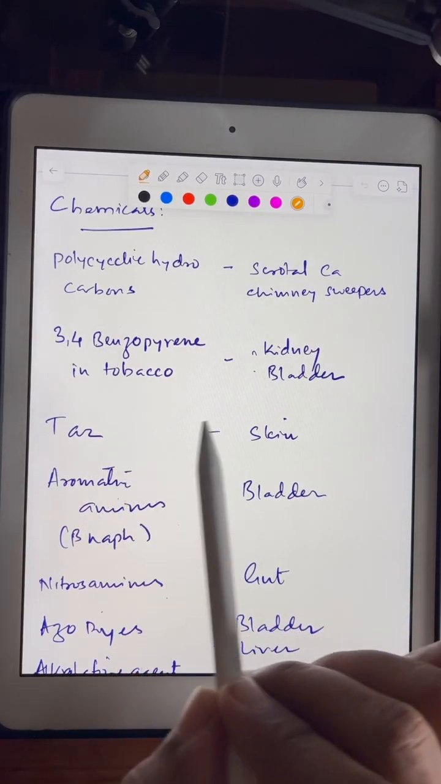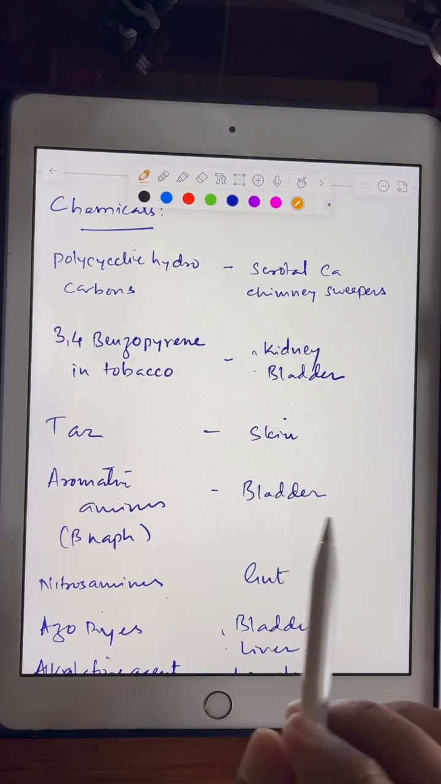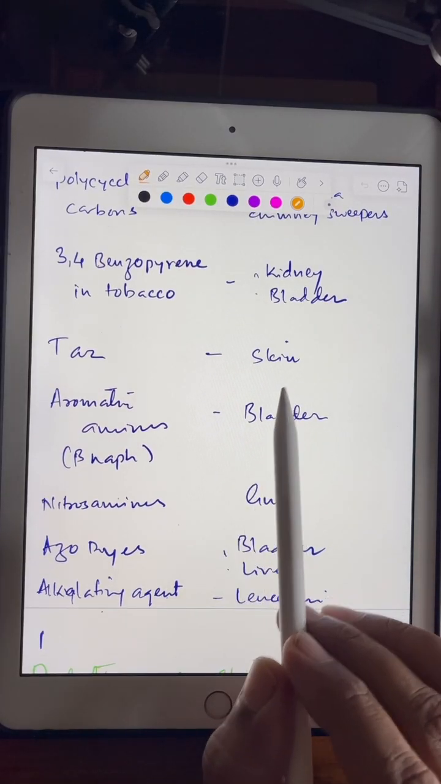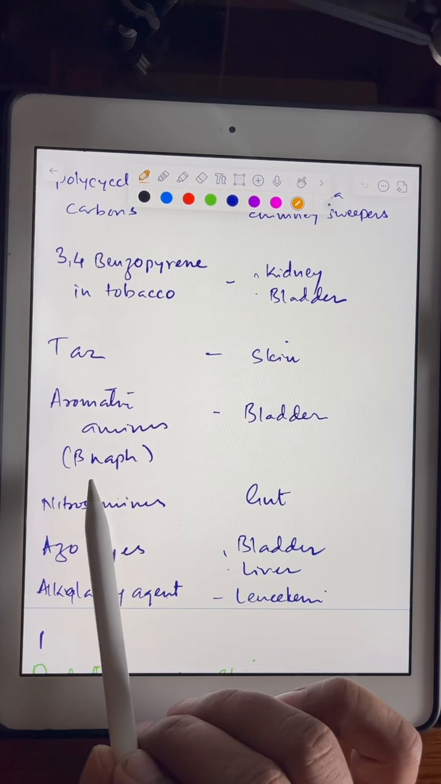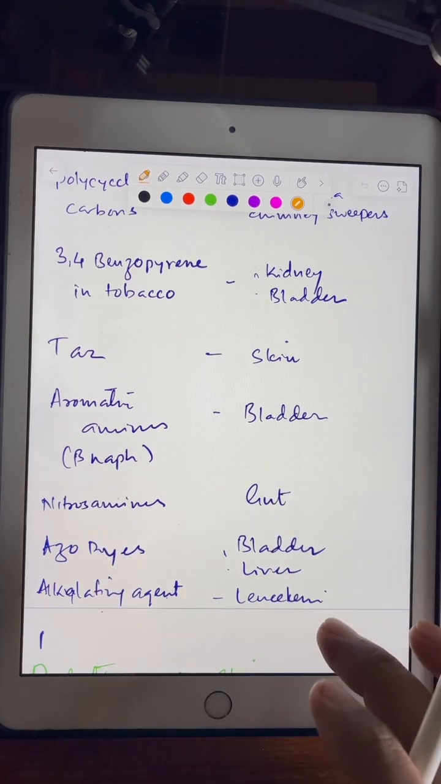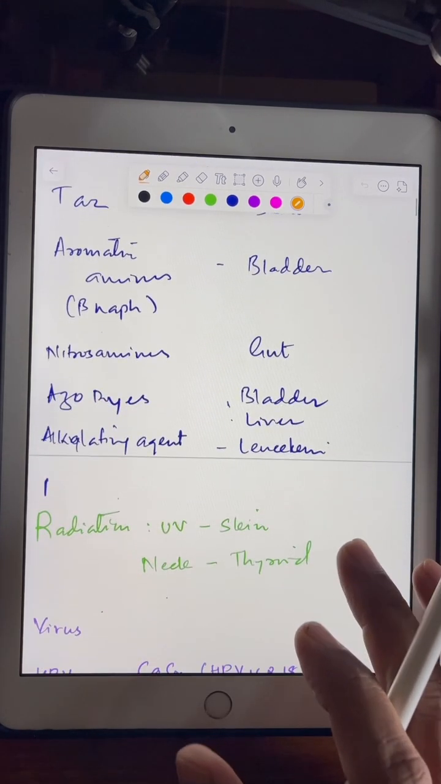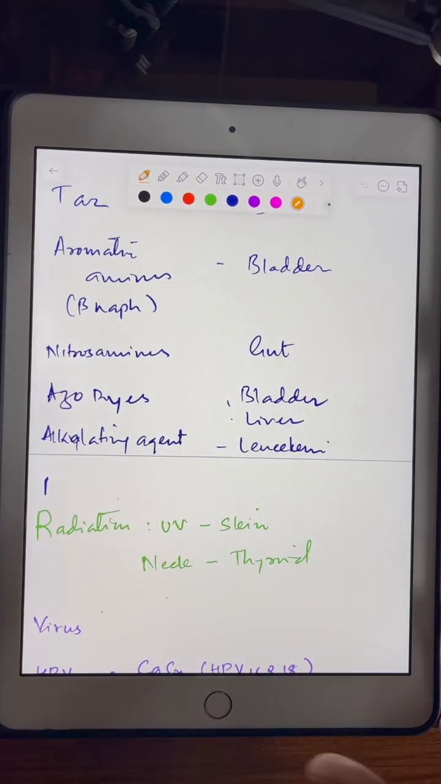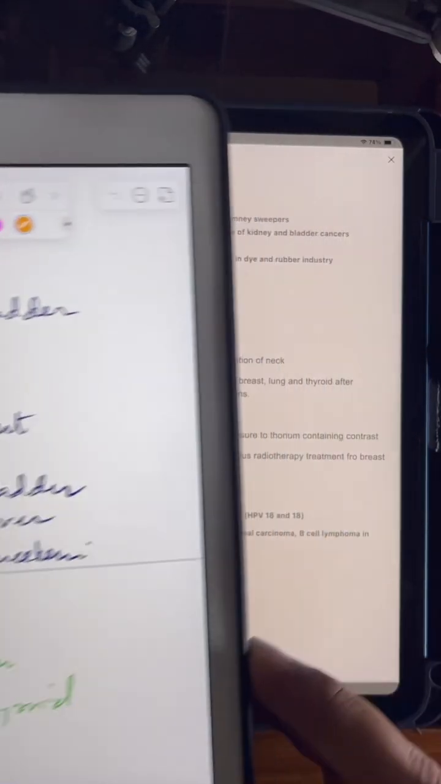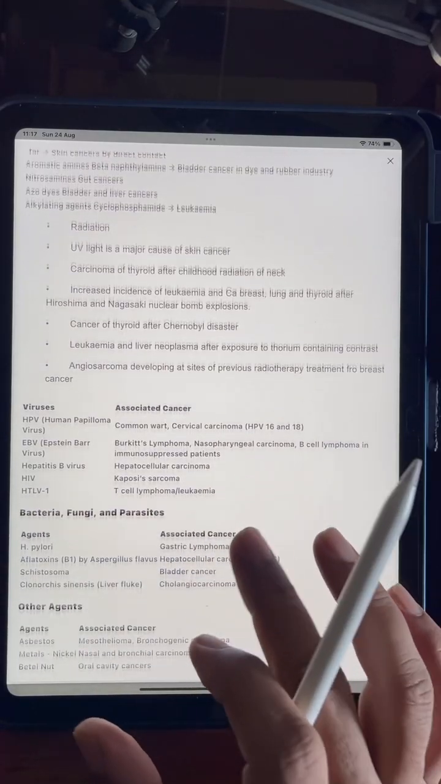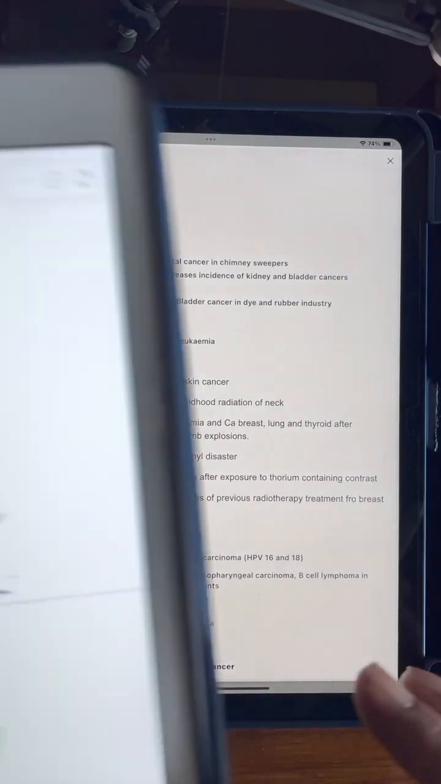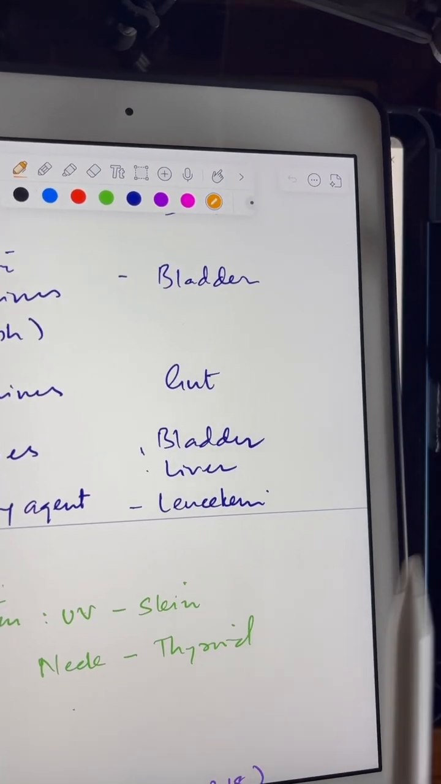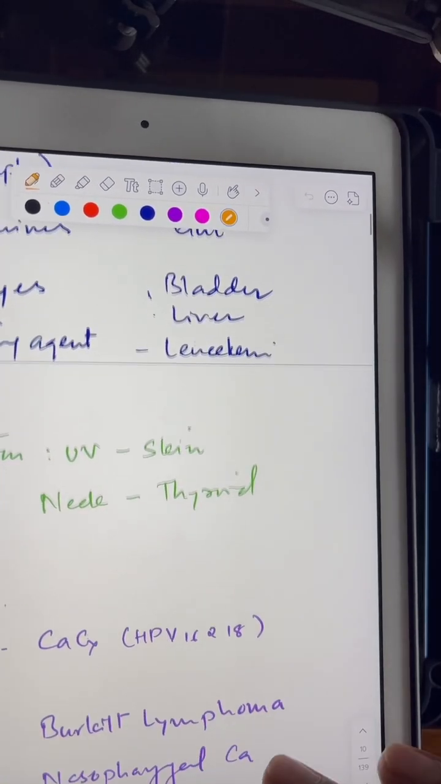3,4-benzopyrene, which is present in tobacco, causes bladder and kidney cancers. Tar causes skin cancer. Aromatic amines, beta-naphthylamine, cause bladder cancer. Nitrosamines cause genitourinary cancers. Azo dyes cause bladder and liver cancers. Alkylating agents cause leukemia. Then another cause is radiation. Ultraviolet radiation causes skin cancers. Radiation to the neck causes thyroid cancers.